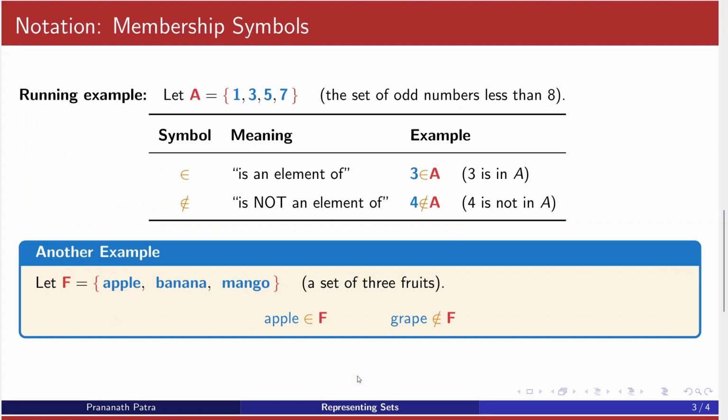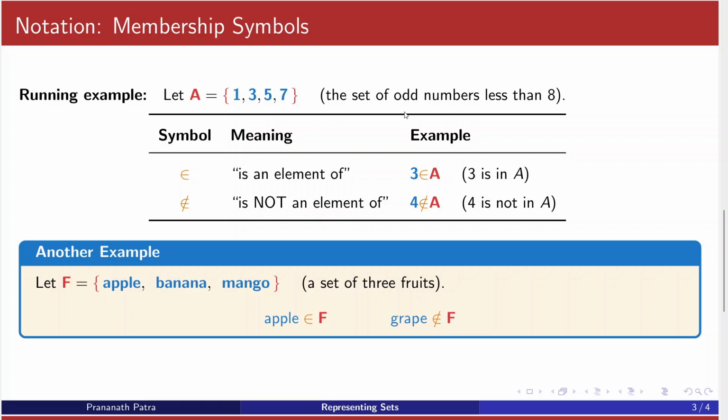Now that we know what a set is, let us learn how we write about them. We use special notation, specifically membership symbols, to show whether something belongs to a set or whether it does not. Let us use a running example to see how this works. Let us say we have a set called capital A. We will define set A as containing the numbers 1, 3, 5, and 7. This is simply the set of odd numbers that are less than 8.